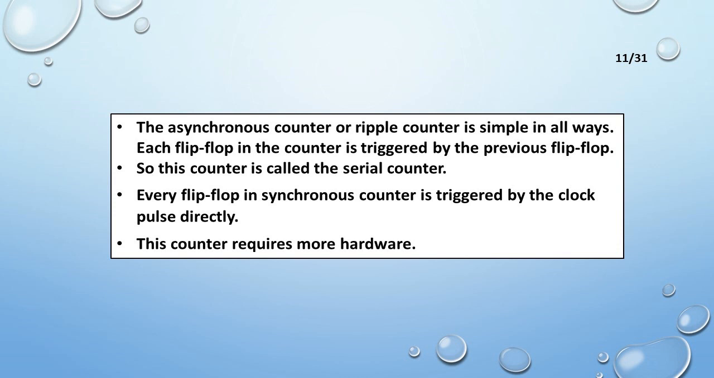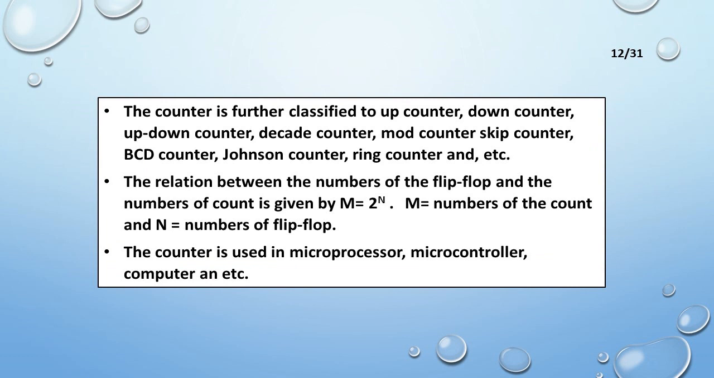Every flip-flop in a synchronous counter is triggered by the clock pulse directly. This counter requires more hardware. The counter is further classified into up counter, down counter, up down counter, decade counter, mode counter, skip counter, BCD counter, Johnson counter, ring counter and etc. The relation between the number of flip-flops and the number of counts is given by m is equal to 2 power n, where m is the number of counts and n is the number of flip-flops. The counter is used in microprocessor, microcontroller, computer and etc.